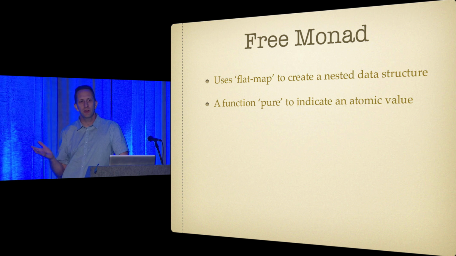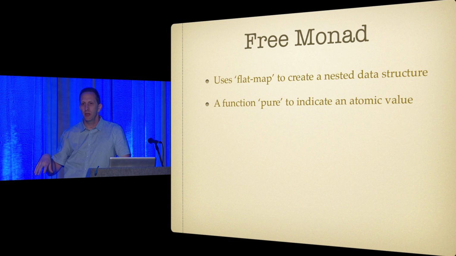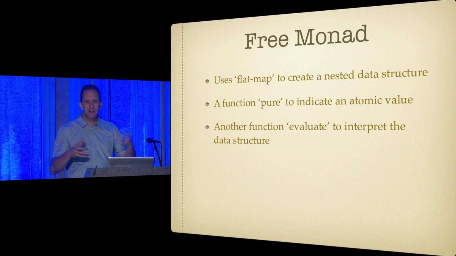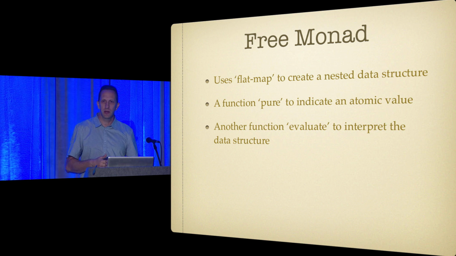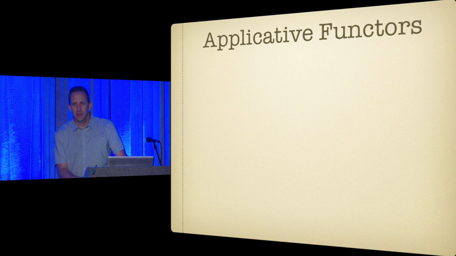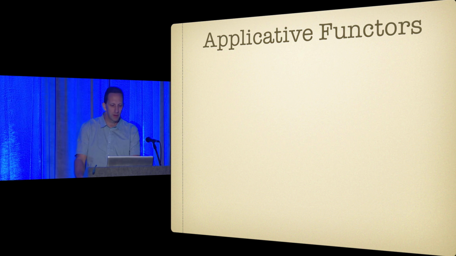And then there's a function pure. If you have a nested data structure, you have to know when you bottom out of that data structure, or the leaves of the data structure. So you wrap the values that are your leaves in pure. Use the pure function to indicate those. And then once you have this data structure, you need to get an answer from it, and so that's the evaluate function. And we'll look at that evaluate quite a bit later on, because that's where all the magic happens. Okay, so that's the free monad, and I'll give you some links to read more about later.